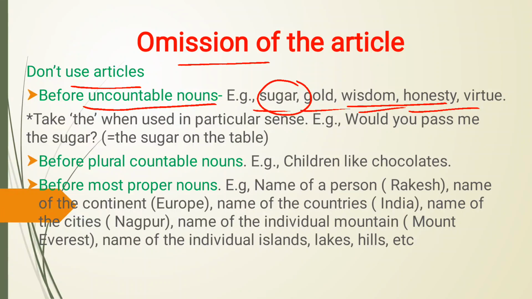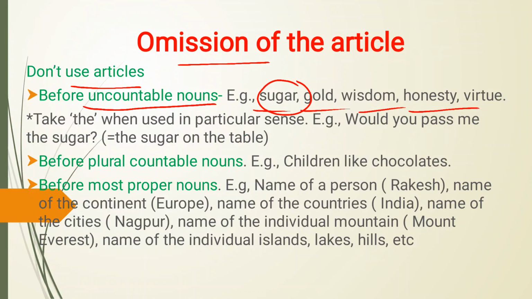But again, we need to understand that there are exceptions. What are they? Take the when used in a particular sense. Whenever you are talking about anything in particular, you can use the. Would you pass me the sugar? So here we have used the sugar because here we are specifically talking about the sugar on the table.